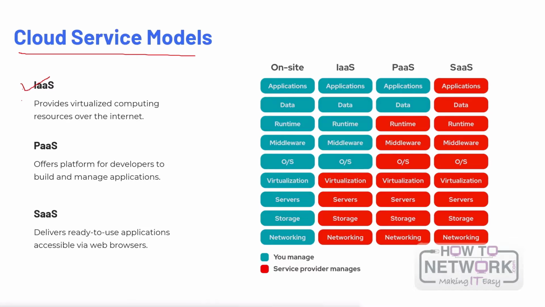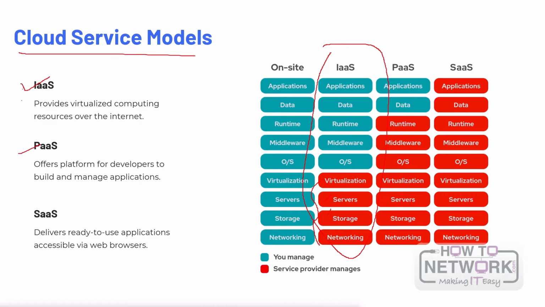The first model is IaaS, or Infrastructure as a Service. Let's look at this. IaaS provides virtualized computing resources such as servers, storage, all of this here, and networking over the internet. It offers the highest level of flexibility and control, allowing organizations to manage and configure their infrastructure. This model enables organizations to provision and manage their own operating systems, applications, and middleware, granting complete control over the underlying infrastructure. IaaS is ideal for organizations requiring high flexibility, granular control, and the ability to tailor their infrastructure to specific needs.